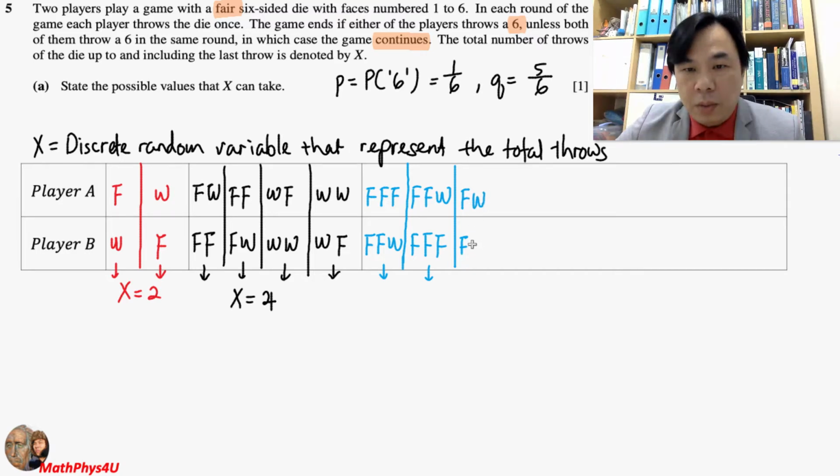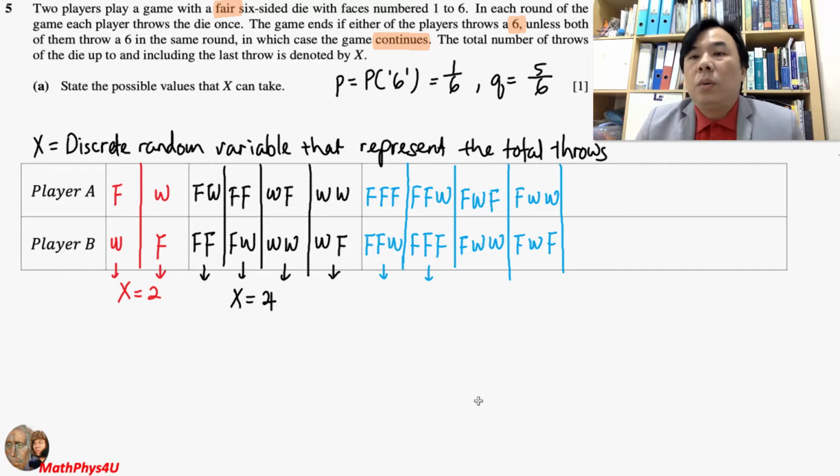But the second time when they throw, they get a 6. Both of them get a 6, so they have to continue further. Now, if they continue further, one of the winners can be determined in this possibility. Okay, or we can have no winner initially, and then both of them get a 6. They still need to continue further, and then instead we have a winner here.